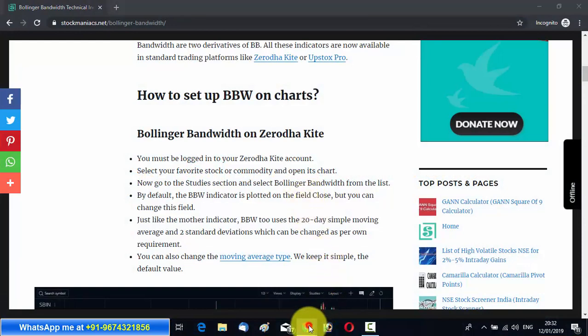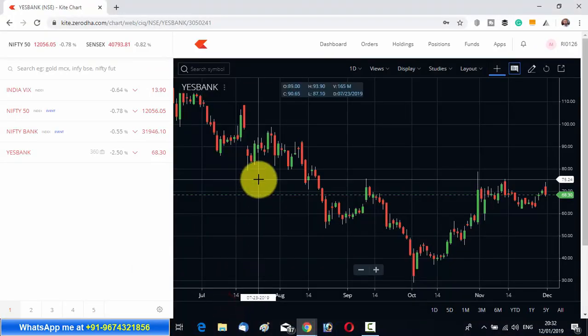We will show it in the Zerodha Kite chart. So this is the Zerodha Kite chart, Yes Bank 1-day chart. I believe that you already have Zerodha Kite.